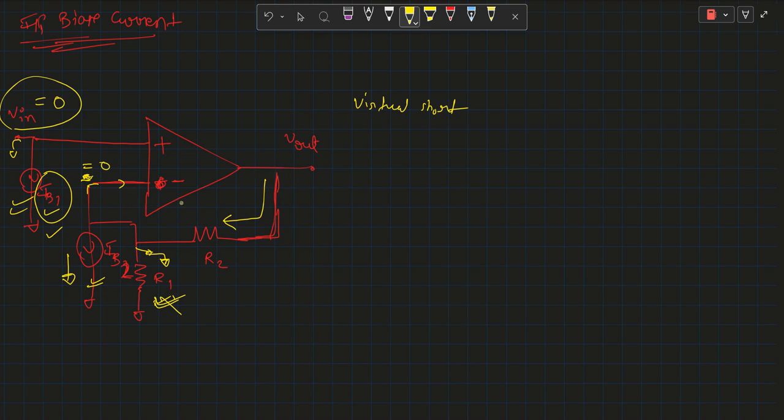So no current is flowing in this branch, and all the current will flow in this resistor to this current source, which is IB2. So IB2 current will flow in this branch. Due to this, there is a voltage drop across the resistor, which is R2 IB2, which is V out voltage.